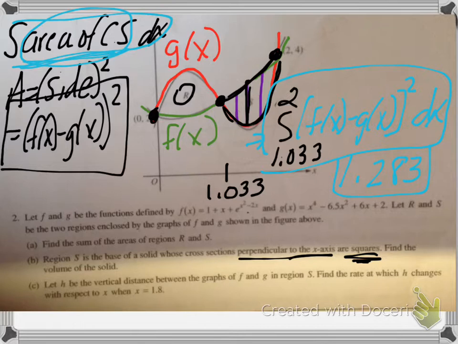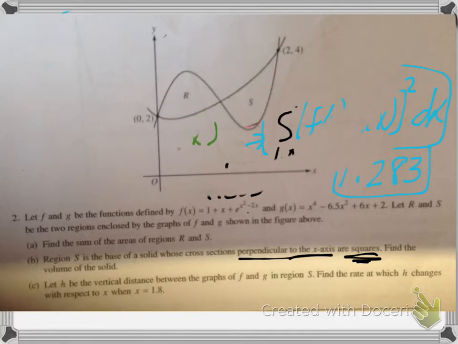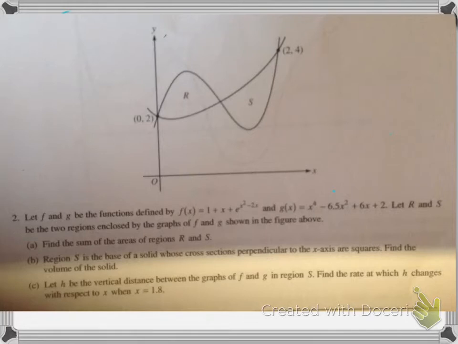Okay, and now finally part C, which we did not get to in class, so I'm going to erase all this mess and start from scratch to make it look nice. Okay, h is the vertical distance, again we're only in S, between the graphs of f and g. So this would be h. Find the rate at which h changes.